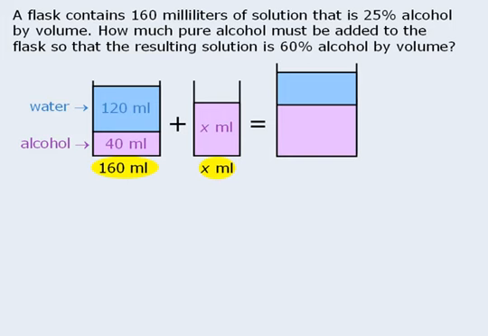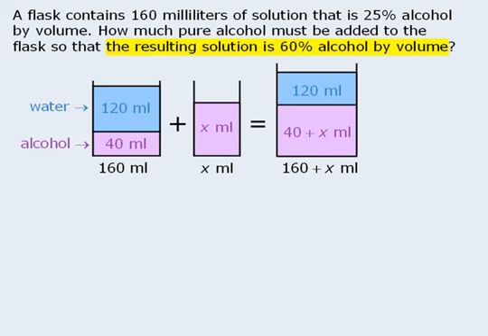First, since we are combining 160 milliliters of the original solution and X milliliters of alcohol, the new solution must have a volume of 160 plus X milliliters. Next, since the original solution contains 40 milliliters of alcohol and the other solution contains X milliliters of alcohol, the new solution must have a total of 40 plus X milliliters of alcohol. Finally, since the original solution contains 120 milliliters of water and the other solution contains no water, the new solution must contain 120 milliliters of water.